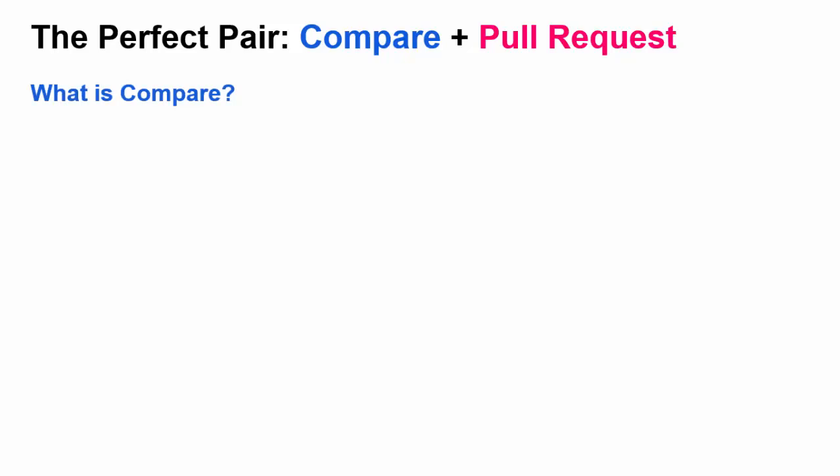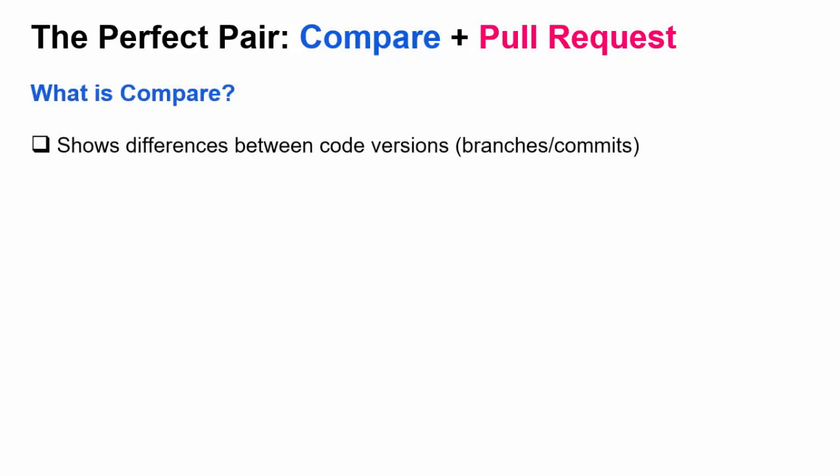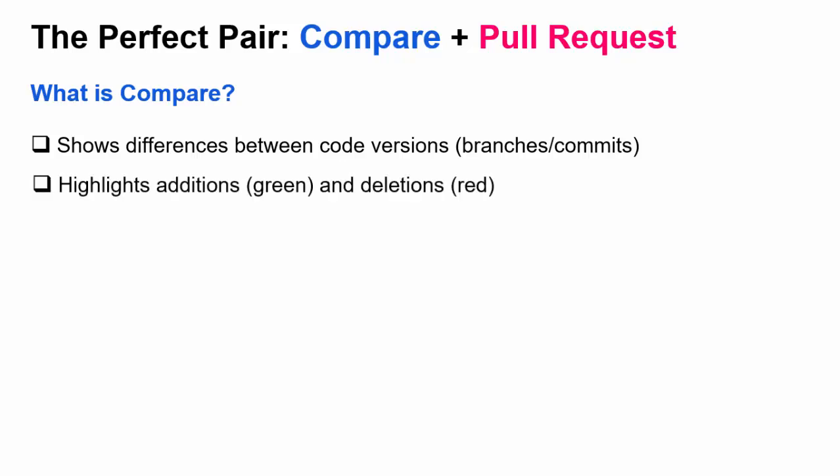So at a high level, what is compare? It shows the differences between different code versions, either branches or commits. It highlights the additions and the deletions. Generally, additions are marked in green, deletions are in red.